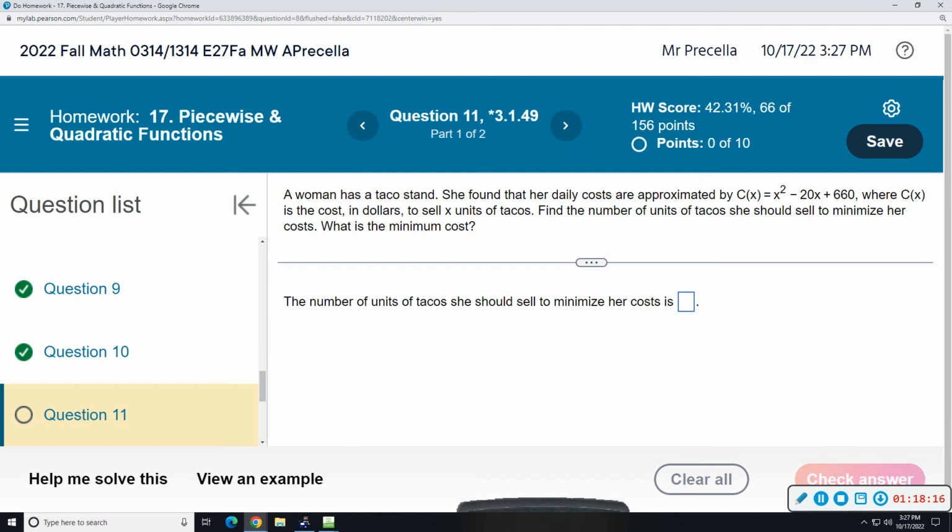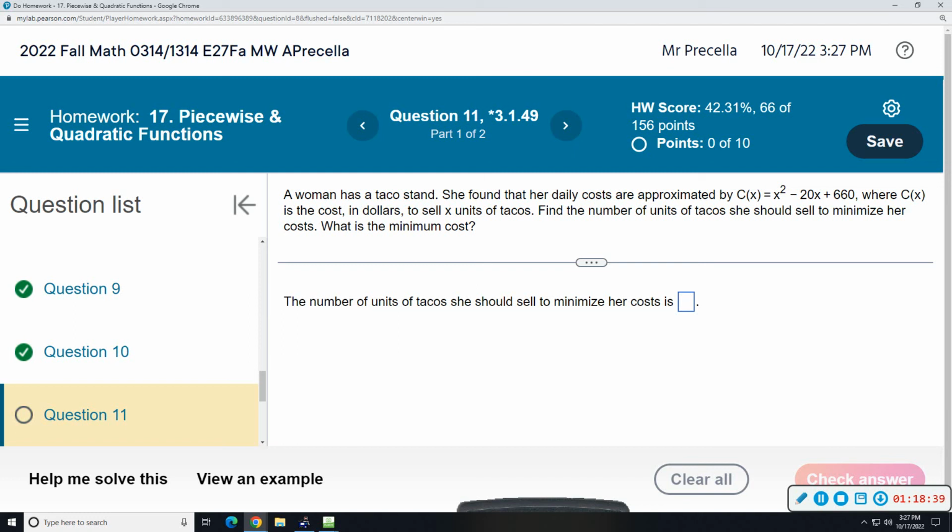So x is the number of units of tacos. That doesn't necessarily mean it's just the number of tacos. Who knows what a unit is? It might just be one taco, or maybe it's 3 tacos, or maybe a unit is a dozen. Okay? Find the number of units of tacos she should sell to minimize her costs.